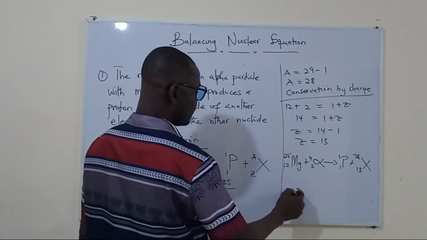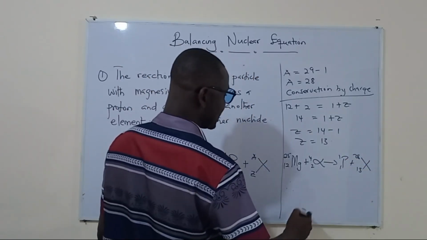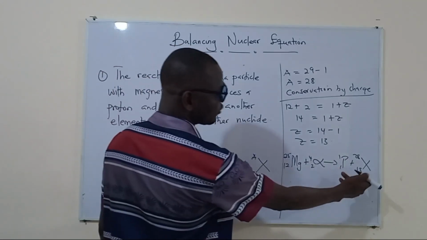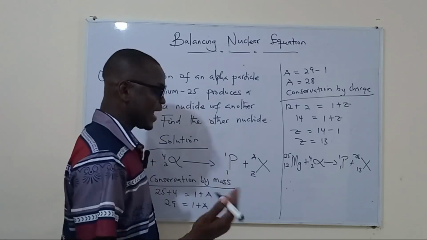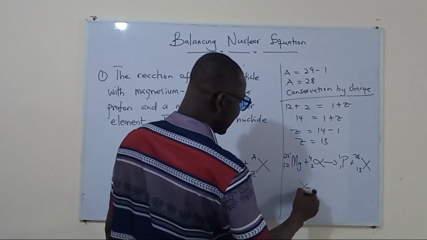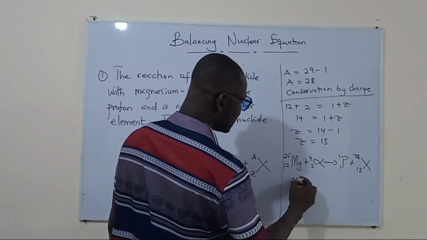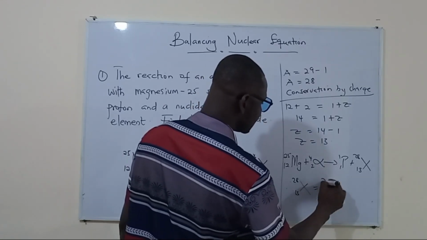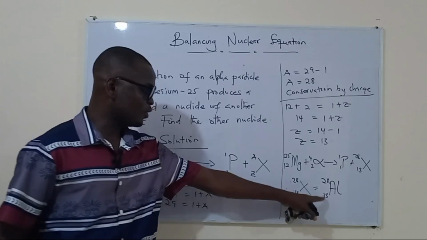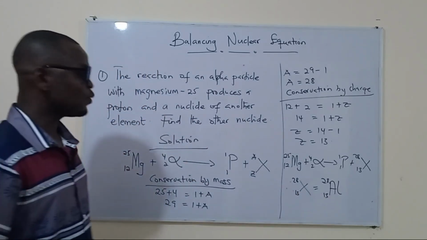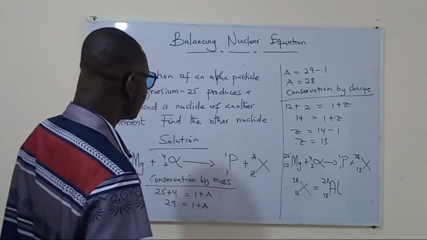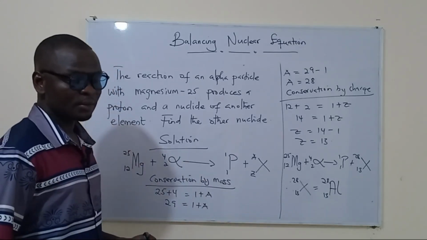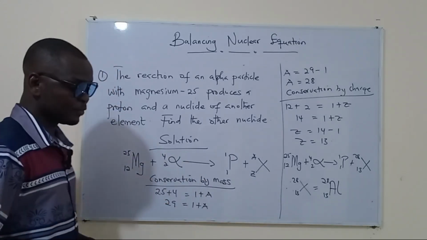We can therefore conclude, since we are asked to identify the nuclide, based on the atomic number of X. X with mass 28 and atomic number 13 would be aluminium, since that is the element with an atomic number of 13. So this is how we balance nuclear equations. This is a word equation. Let's take another example.